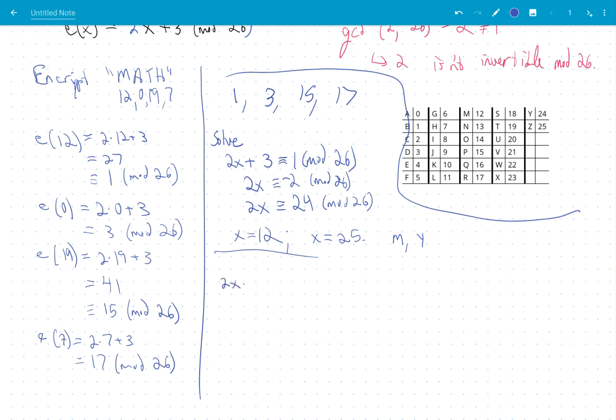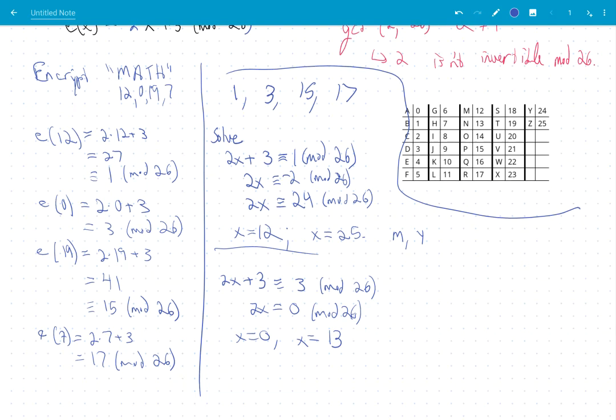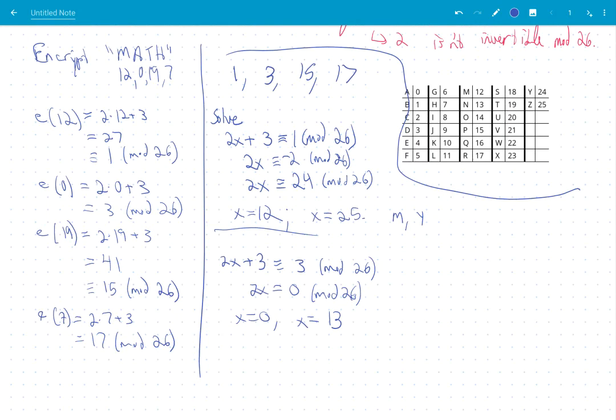If I did the same game, 2x plus 3, for what value is that congruent to 3 mod 26? Well, then I would have 2x is 0 mod 26. And yes, it's the case that x equals 0 is an obvious solution, but so is x equals 13. Not that it's obvious, but 2 times 13 is 26, which is congruent to 0. Okay, so that means that it could have been A, or it could have been N.